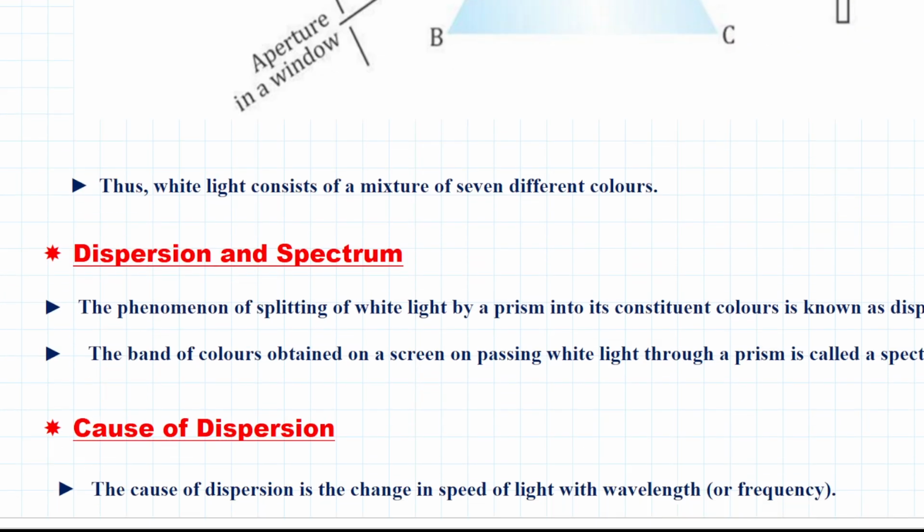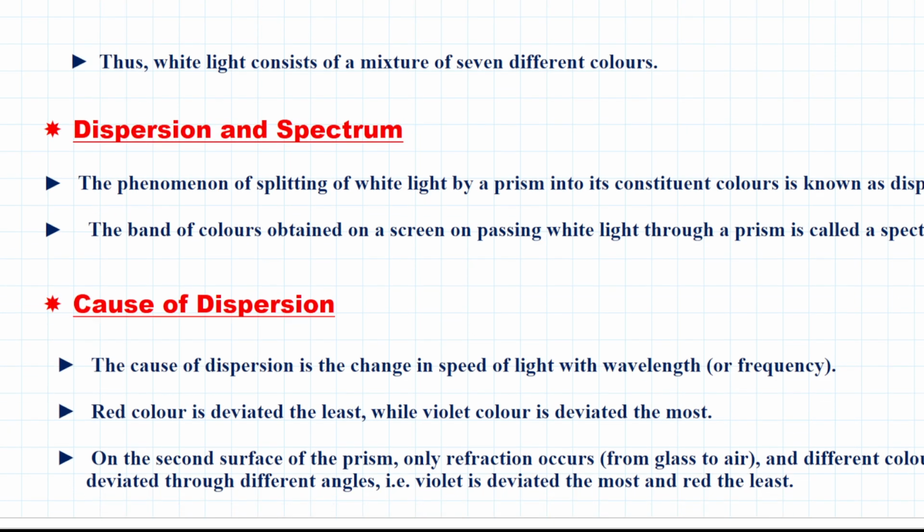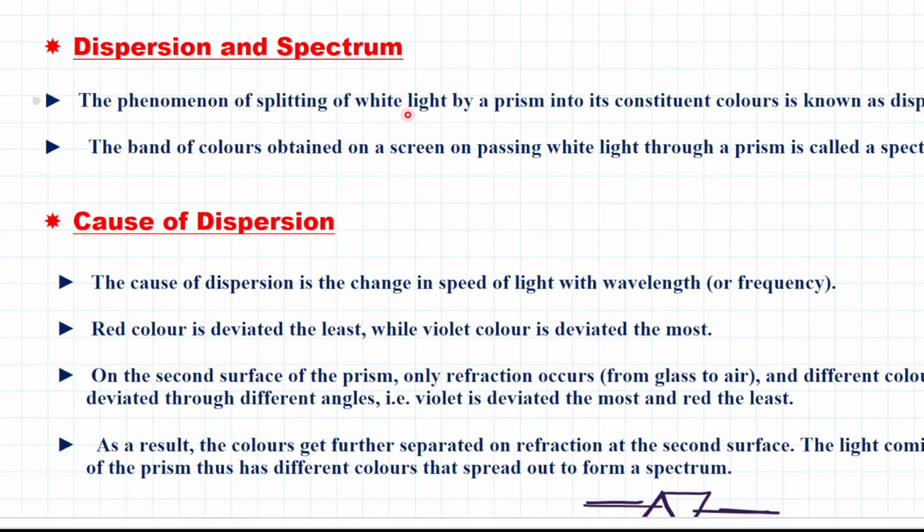So what do you mean by dispersion and spectrum? The phenomenon of splitting of white light by a prism into its constituent colors is known as dispersion. So white light is divided, or deviated, into 7 different colors when it is passing through a prism. Then this is known as dispersion.